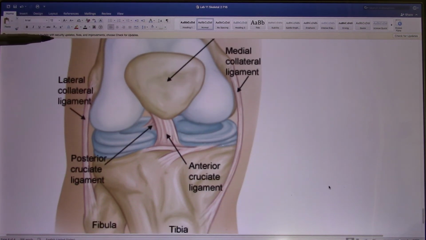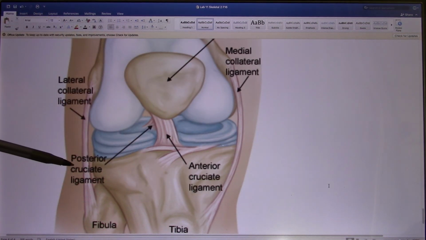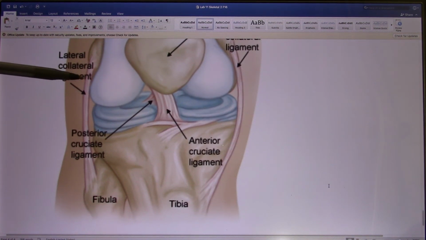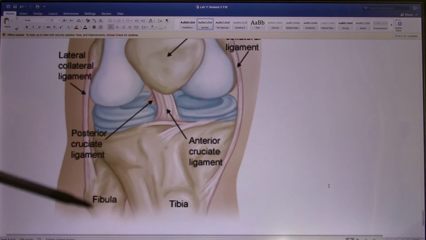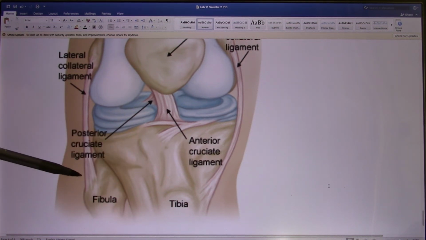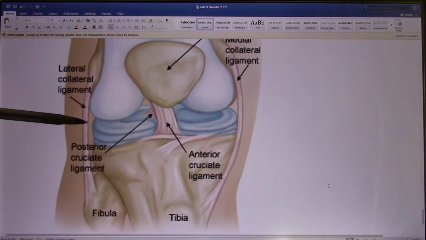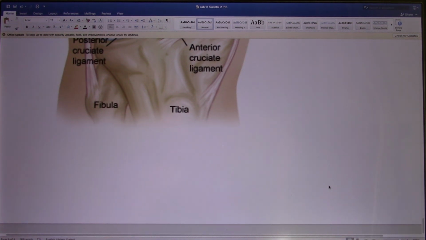And you have two collateral ligaments: the medial collateral ligament and the lateral collateral ligament. To identify these two, you have to know whether this is the right leg or the left leg. It's easy because the tibia is much bigger than the fibula, and the fibula is lateral. So the one that connects with the fibula is the lateral collateral ligament, and the one that connects with the tibia is the medial collateral ligament. And these two are the meniscus. You have the medial meniscus and lateral meniscus. These are the pads that take the pressure. Okay, that's it.